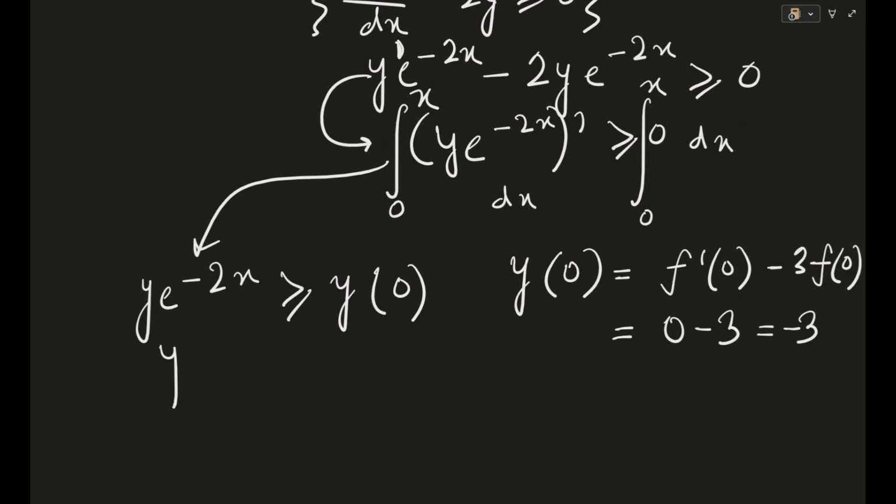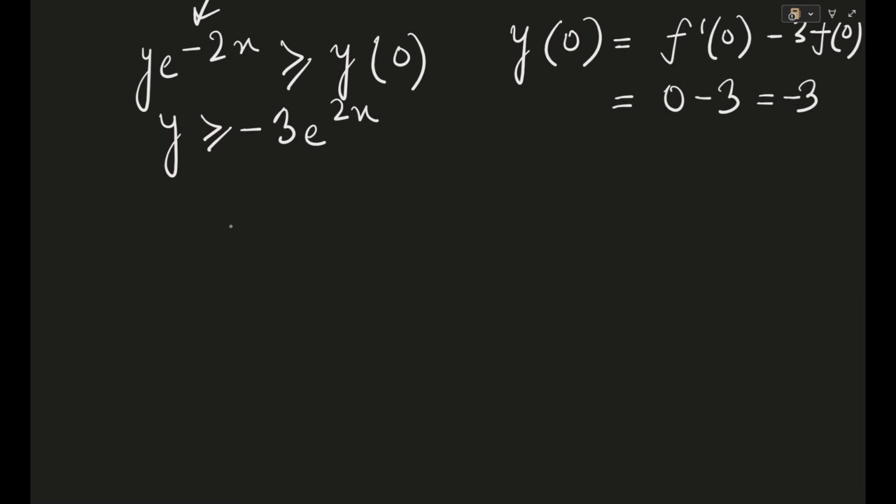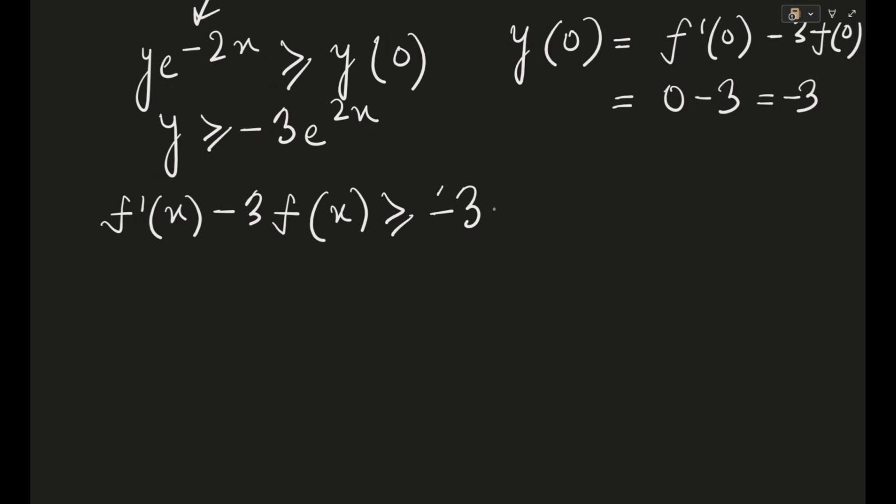So if you multiply both sides with e power 2x, this will come out to be y greater than or equal to minus 3 e power 2x. Very fair. So now we have a perfect equation because we know what y is. We'll have f dash x minus 3f of x greater than or equal to minus 3 e power of 2x. Sorry, not minus 2x, plus 2x. This is a very good equation to solve right now.